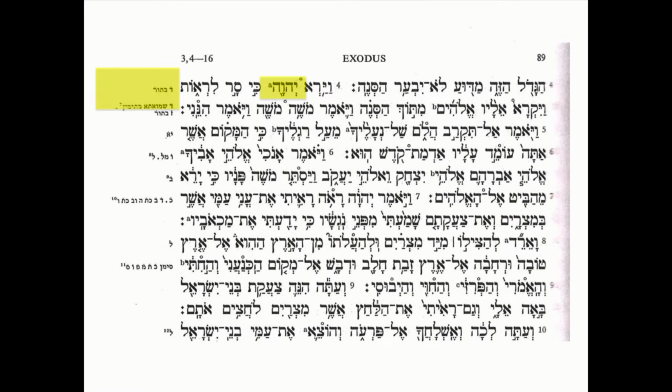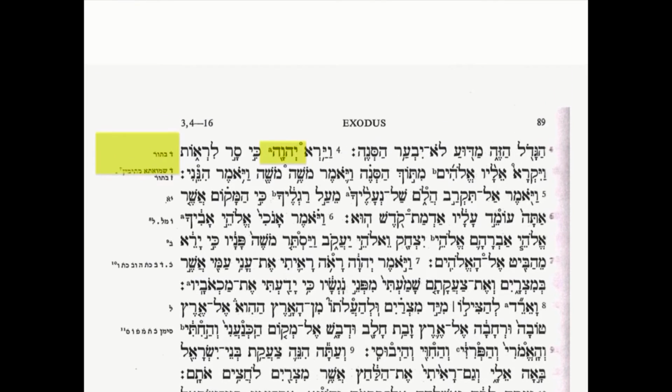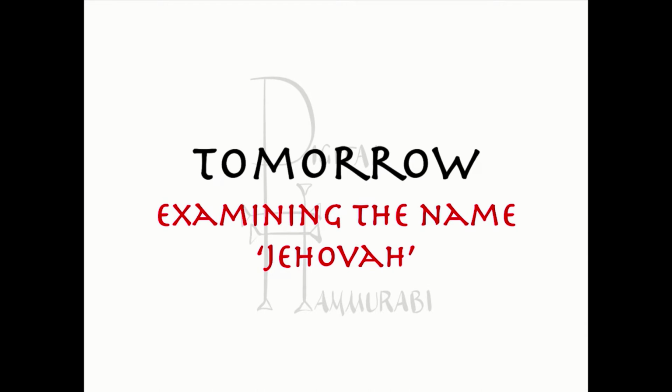So that's a perpetual Qere and Ketiv, and these occur in the Hebrew text with some frequency. That's a good segue for what we're going to talk about tomorrow, because the name Jehovah is a direct result of misunderstanding this Qere and Ketiv phenomenon. And so tomorrow what we'll do is I'll show you where Jehovah comes from and why it's actually not meant as an actual word, at least by the Masoretes.